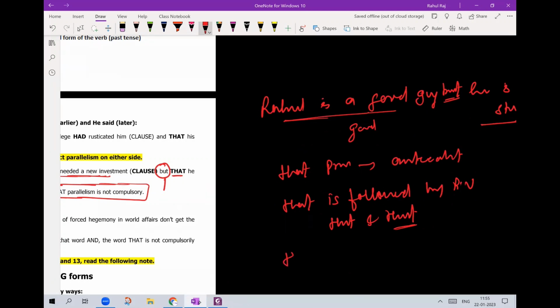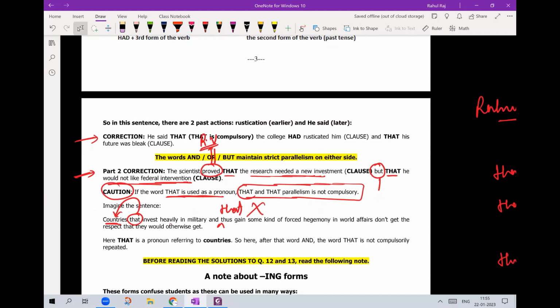Now, there is also a third use of that, followed by a futuristic verb. But we'll read that after question number 20, or else it will be nothing but a ton of confusion over here.